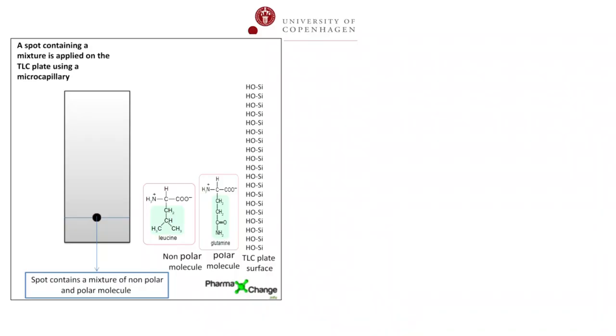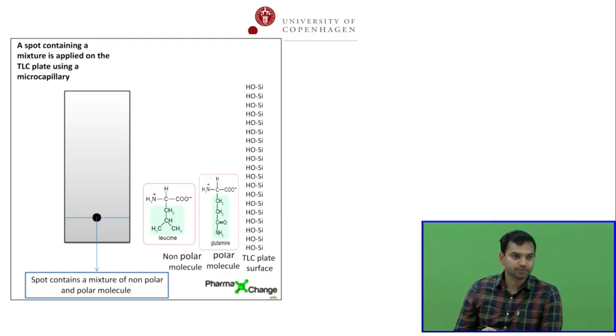Now I have another TLC plate just to check your knowledge. So I have a TLC plate with the two types of amino acids. One is leucine, the other one is glutamic acid, glutamate. Leucine is a non-polar molecule and glutamic acid is a polar molecule, right?